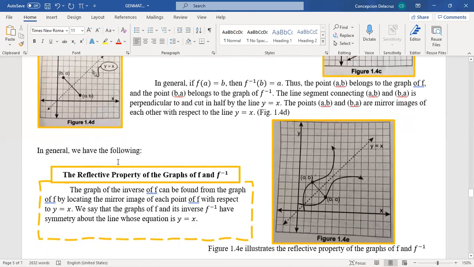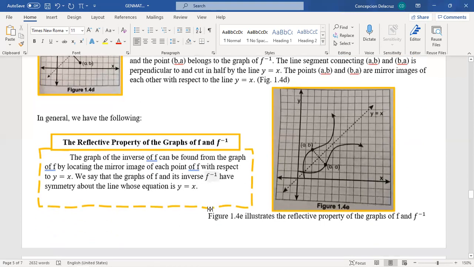So in general, we have the following. The reflective property of the graph of f and f inverse. So the graph of the inverse of f can be found from the graph of f by locating the mirror image of each point of f with respect to y is equal to x. So we say that the graph of f and its inverse f inverse or f raised to the power of -1 have symmetry about the line whose equation is y is equal to x.